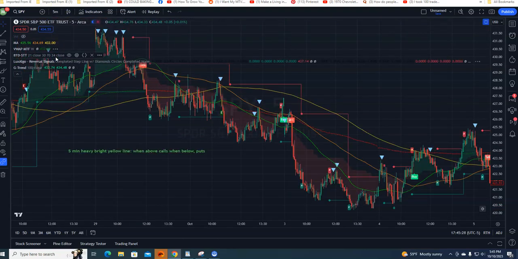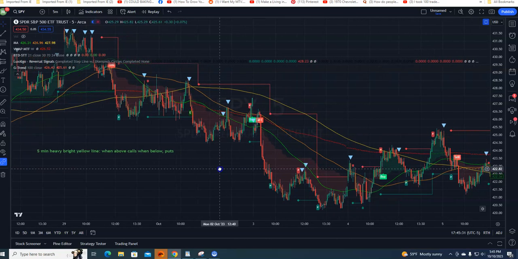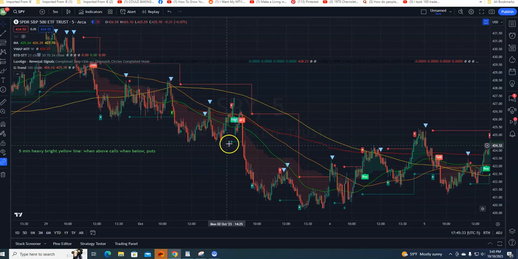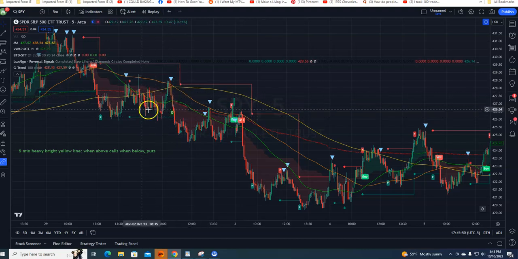Alright, so we're using all the same indicators. Now this, you're not using the green bracket, but you're using instead the green indicator. You're not using the green indicator here. You're using the bright yellow indicator, but you're using it in a different way. Whenever you see the price action, these candles go under this bright yellow indicator, buy puts, okay? And you can see that it's way down here.